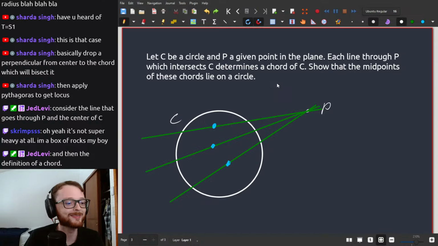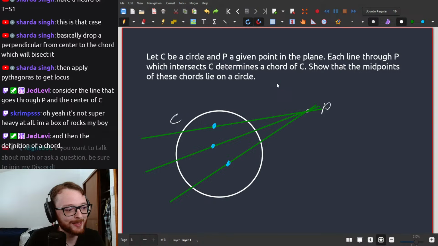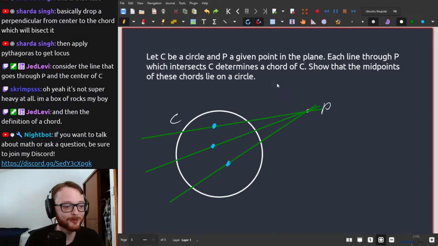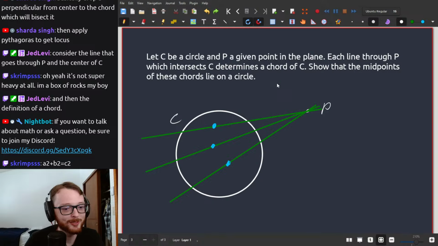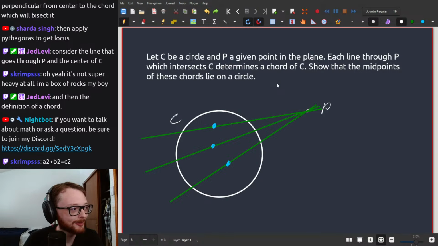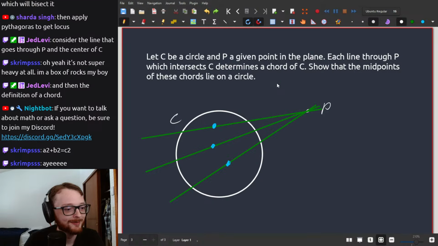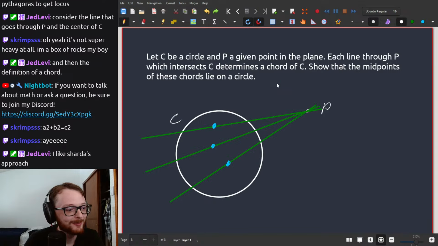I'm a box of rocks. Yeah. A lot of stuff you can make intuitive though, especially when it's a real life situation and not just abstract math. A squared plus B squared equals C squared. Hell yeah, that's it. The definition of a chord.